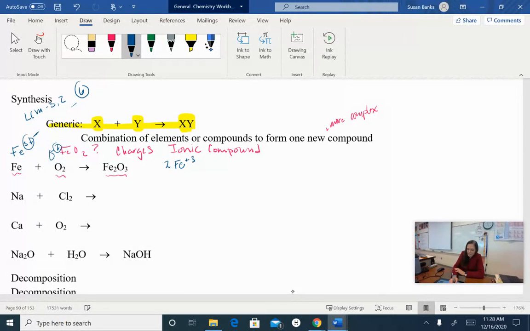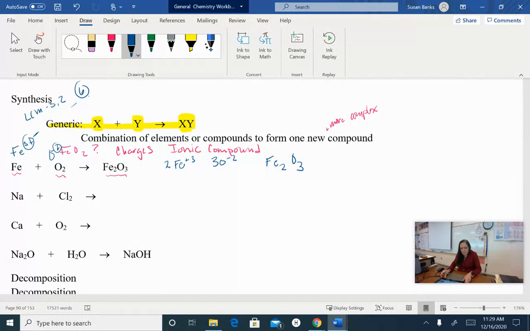And how many -2s do I need to get to a -6? I need 3 oxygens to do that. So that's why I wrote the formula Fe2O3 so that I could balance the charges.